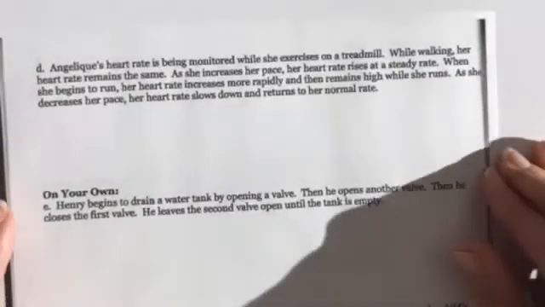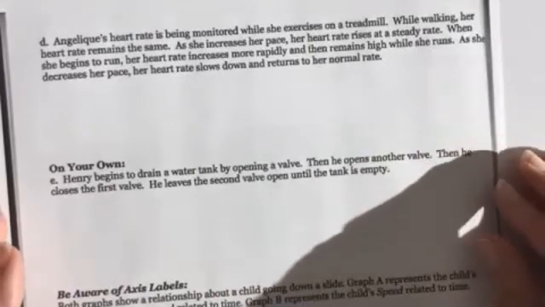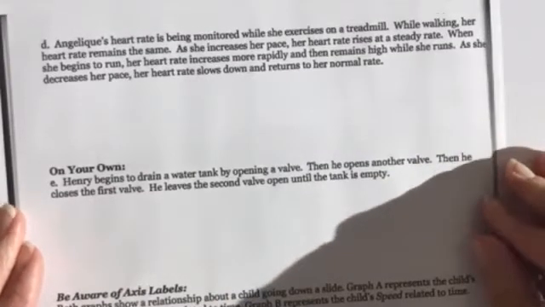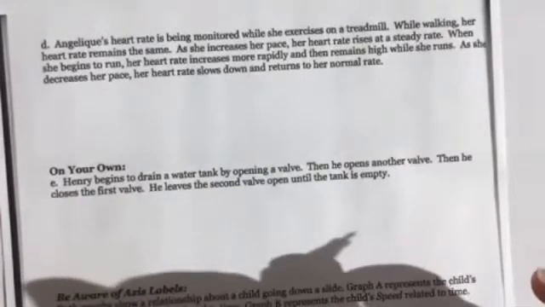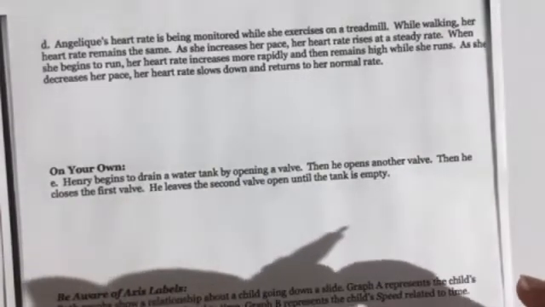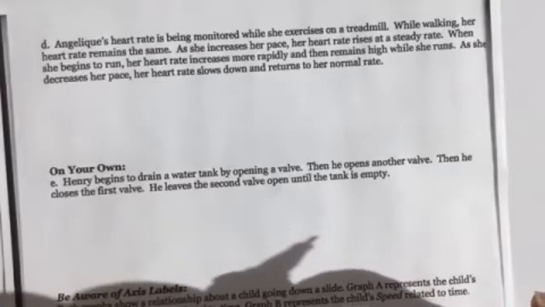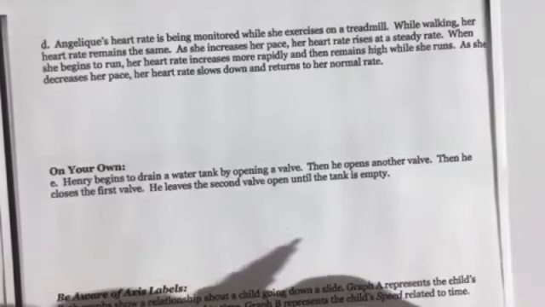Okay, so if you flip this over, we have another graph that we are going to sketch. This talks about Angelique's heart rate being monitored while she exercises on a treadmill. While walking, her heart rate remains the same. As she increases her pace, her heart rate rises at a steady rate. When she begins to run, her heart rate increases more rapidly, then remains high while she runs. As she decreases her pace, her heart rate slows down and returns to a normal rate.